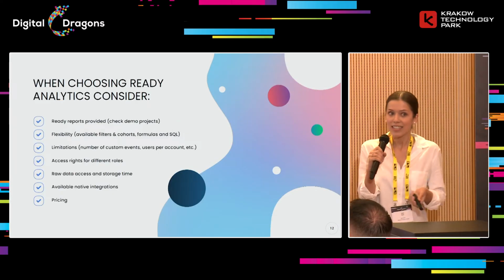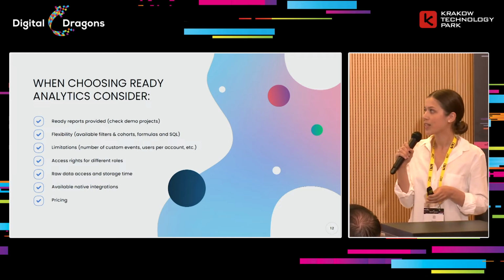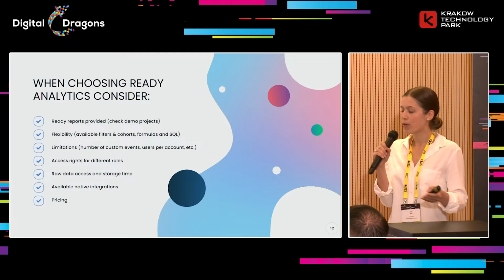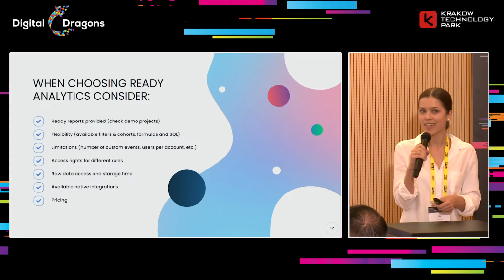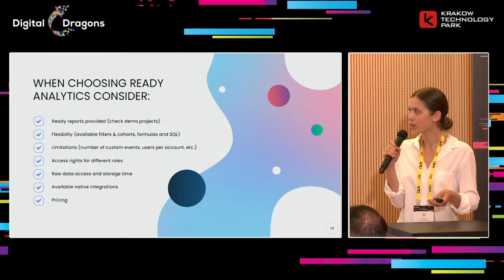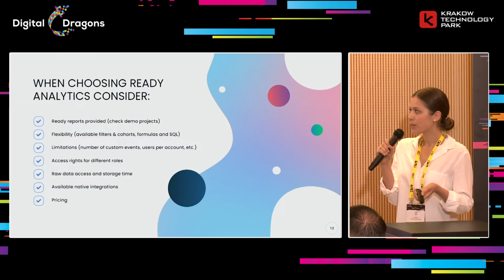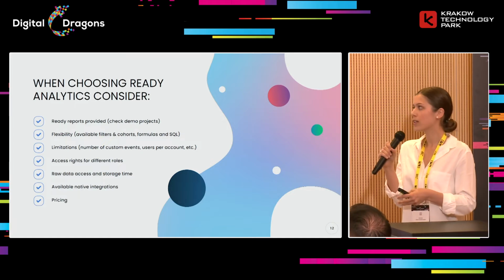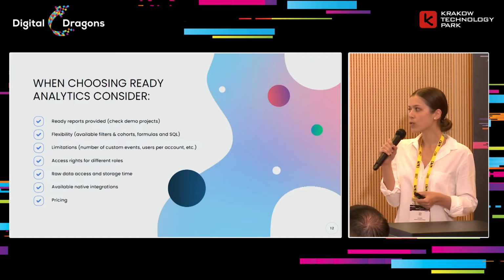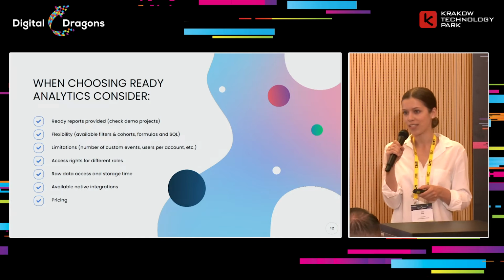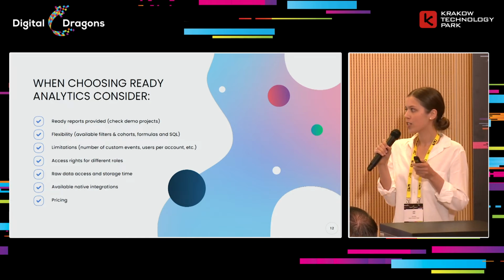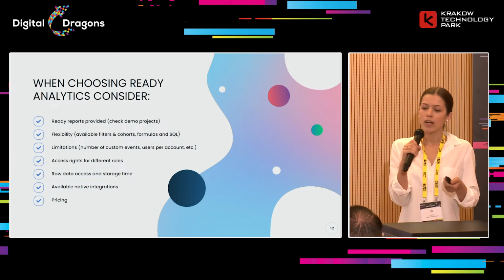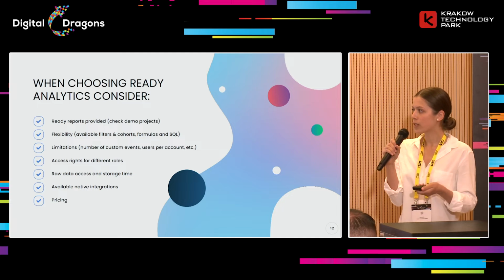All right, and this is a checklist of what you should keep in mind when choosing a ready analytics. The first one, ready reports provided. Usually these solutions have demo projects, so take this chance, go and check which reports are provided out of the box. Check how flexible the system is, what filters are available, what cohorts are available, are there formulas and SQL if you need some deeper analysis. Also, very importantly, check the limitations of the system, because there may be certain limitations on the number of custom events that you can send, on the number of parameters, on the number of users that can use an account.